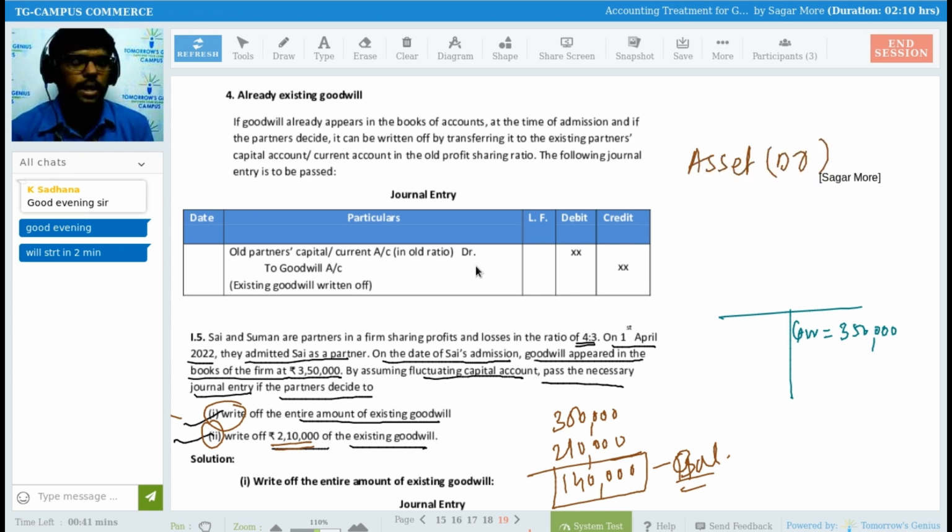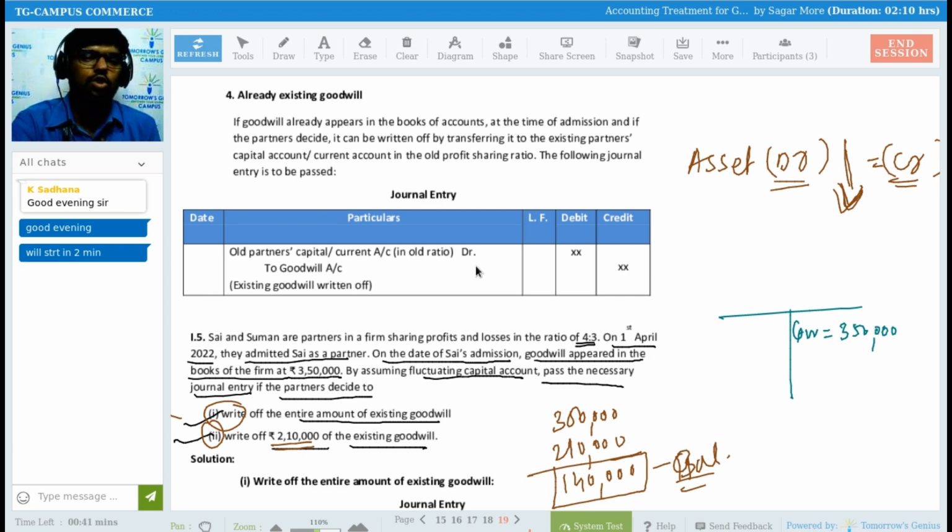And if you are cancelling this asset today, what do we have to do? Do we debit it or credit it? Credit it. Simple, sir. If you want to cancel or decrease any asset value, you have to credit, right? Yes, sir. Asset means debit. If you want to decrease any asset value, or cancel any asset, you have to credit it. So that's why the entry is goodwill account credited. We have to credit the goodwill account.